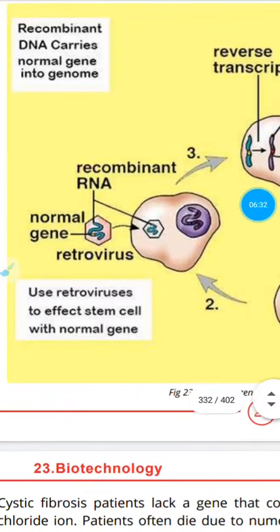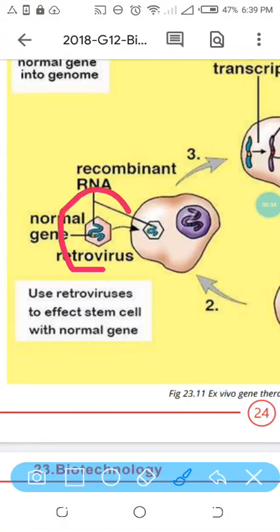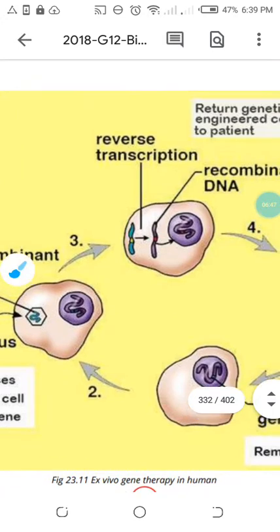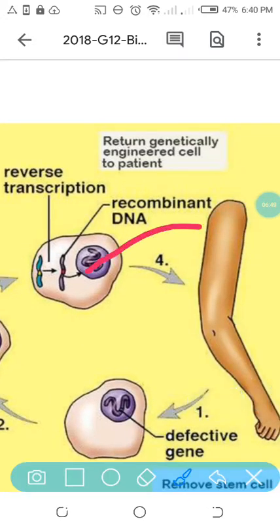bacteria. You use a retrovirus to cause infection in the human body, so human tissues are suitable for the retrovirus, it will cause infection, and that normal gene will be carried by the retrovirus into the human tissue, and you will transplant it once again. This is called ex vivo therapy.